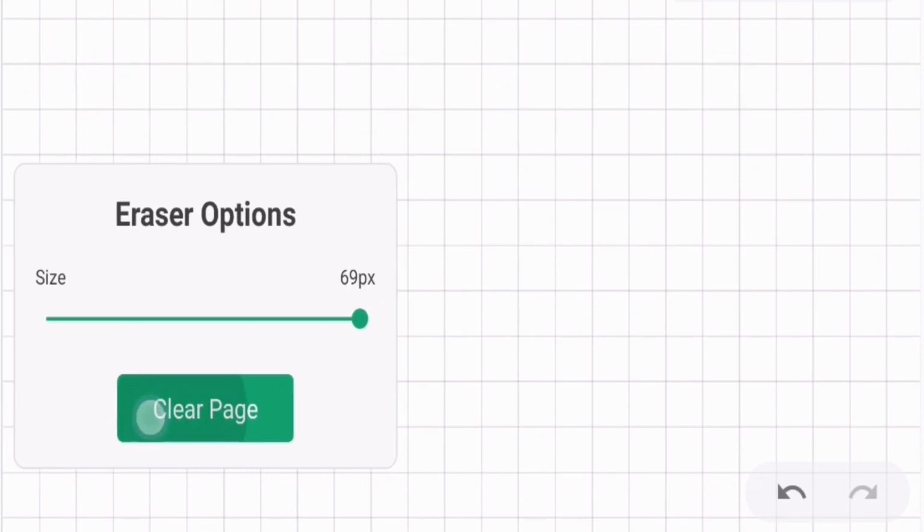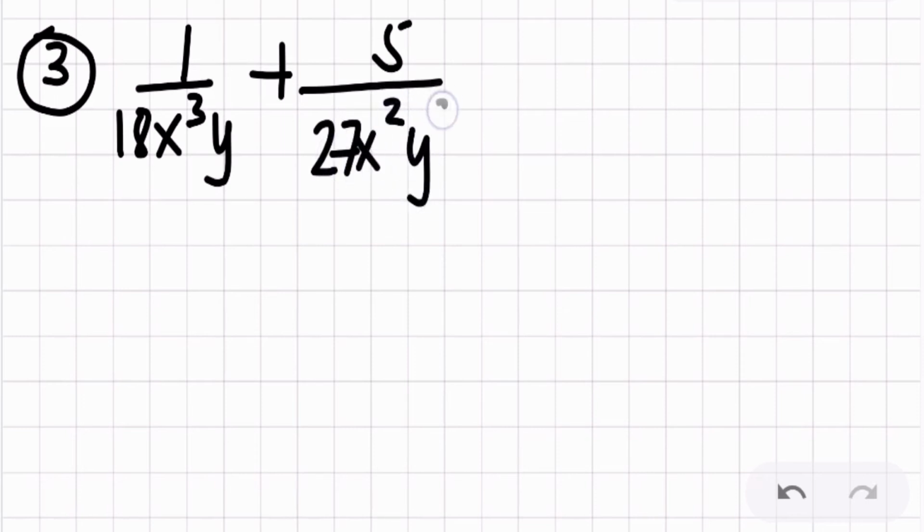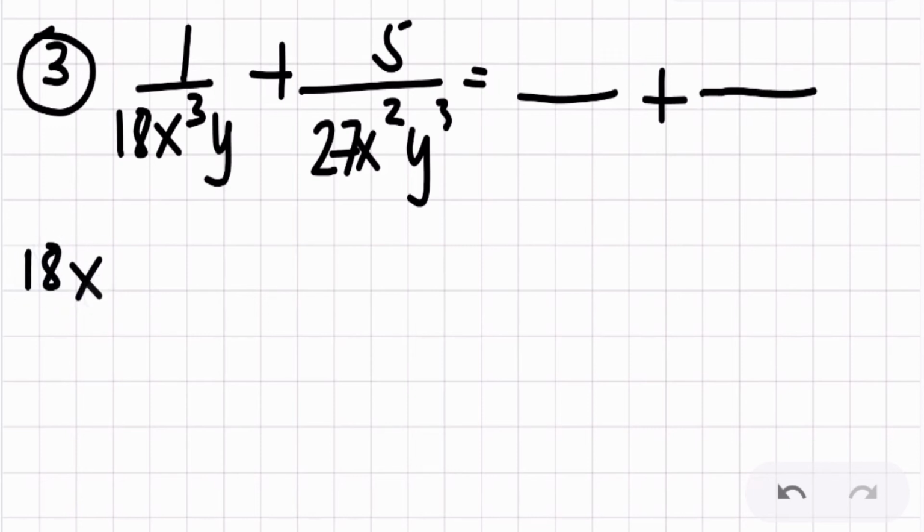Okay, let's move on to our third example. So let's have 1 over 18x cubed y plus 5 over 27x squared y cubed. So we need to find out the LCD before we proceed with addition. So let's list them out here. 18x cubed y, 27x squared y cubed.